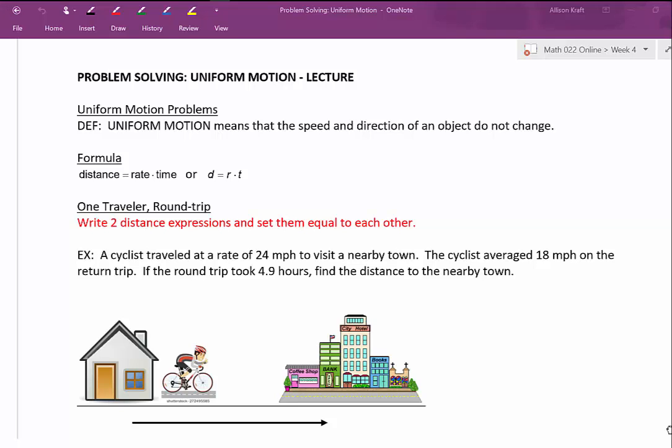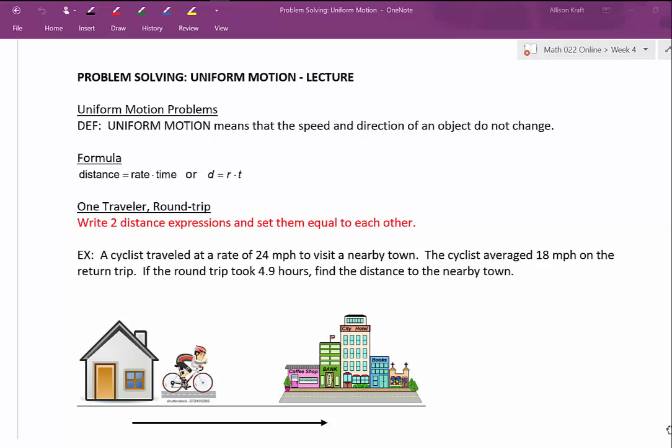In this lecture, we'll be doing problem solving involving uniform motion. This is one of my favorite sections. I think that the application problems are really interesting. Uniform motion means that the speed and direction of an object do not change. Imagine driving straight with cruise control on. We won't talk about instantaneous rate of change and taking off the cruise control until we get to calculus.